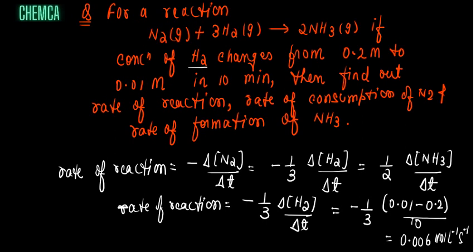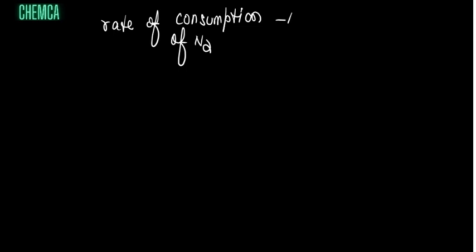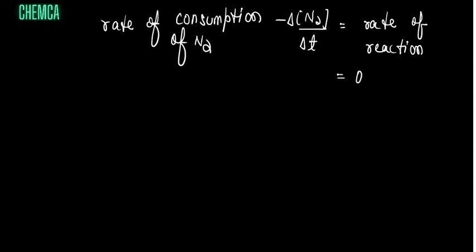Once you have got the rate of reaction, you can find out the rate of consumption of N2 and the rate of formation of NH3 with the help of the equation itself. So the rate of consumption of N2, that is minus del N2 upon del T, is equal to the rate of reaction. So that would also be equal to 0.006 mole per liter per second.